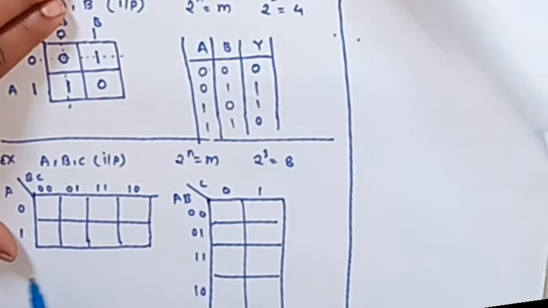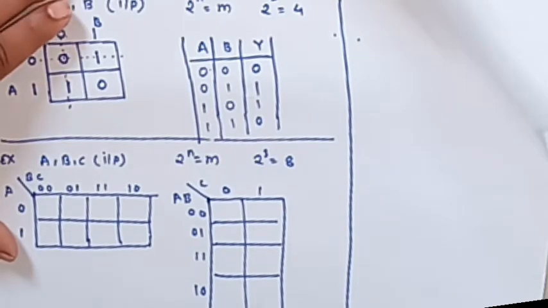In both ways you take the K-map for 3 variables, the final equation which comes is the same in both cases.